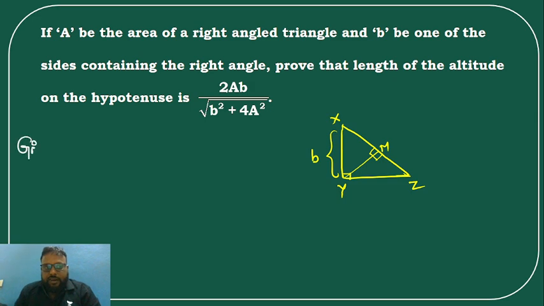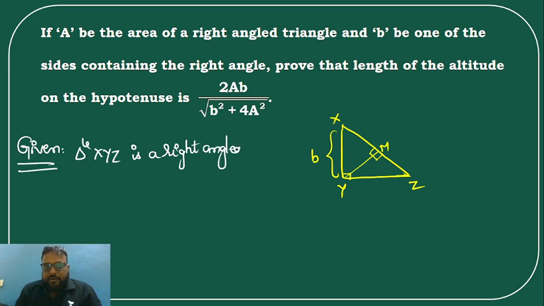So now let us start with the given conditions. What is given? Right angle triangle. So triangle XYZ is a right angle triangle. And A be the area, right? This is given to us. And also it is told that B be one of the sides containing the right angle. So here we'll take XY equal to B, right?